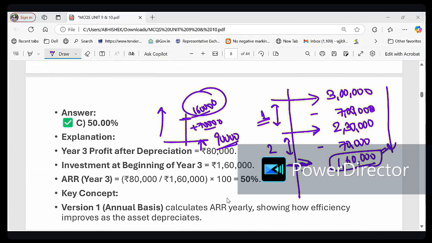Please tell me, is it clear now? See, we are just applying the concept of depreciation. No rocket science. Very easy to understand. We are just depreciating the project value by 70,000 every year, and you have to calculate what is the project value at the beginning of 3 years. Right? Either you move top down or you move bottom up, you will get the same result. Very good.